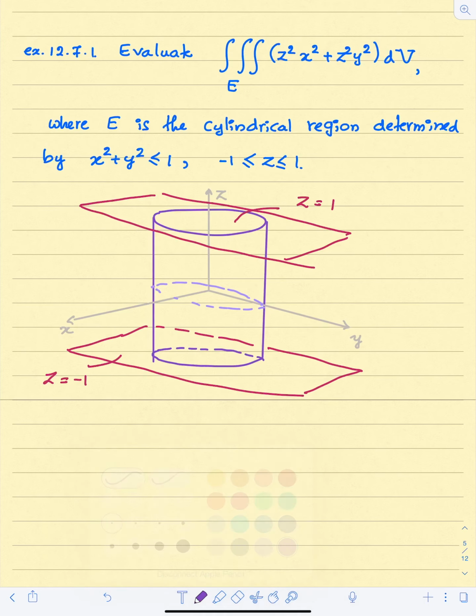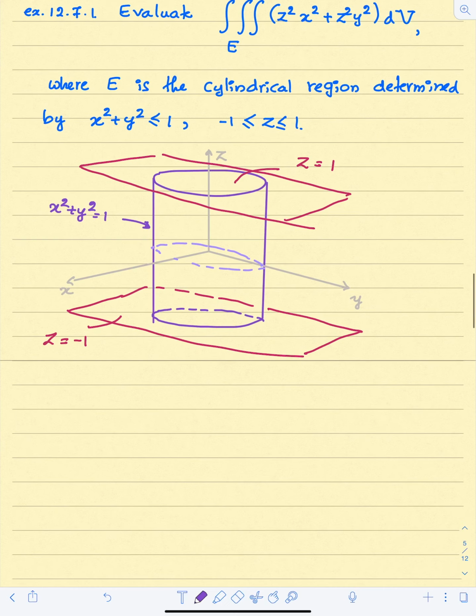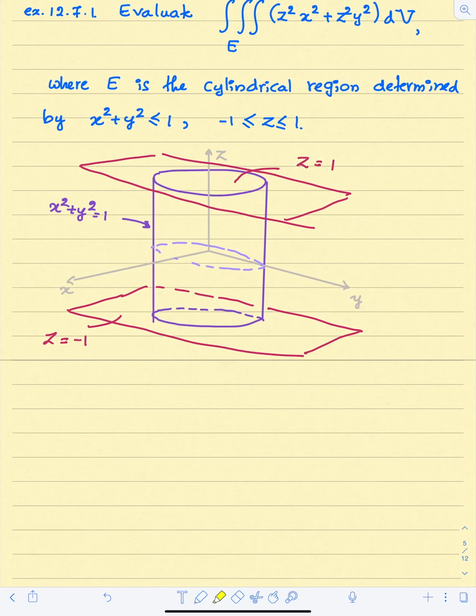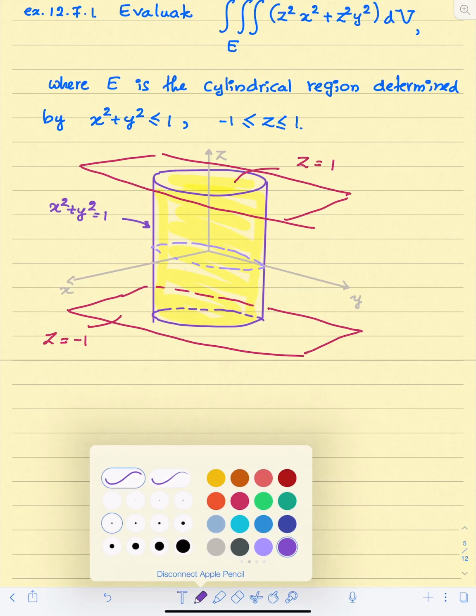This is the plane z equals -1. Okay, and this cylinder is x squared plus y squared equals 1. So my solid E, our domain E, is this cylindrical portion that lies between the surfaces z equals 1 and z equals -1. Should be this part, this entire domain. So this is your E.